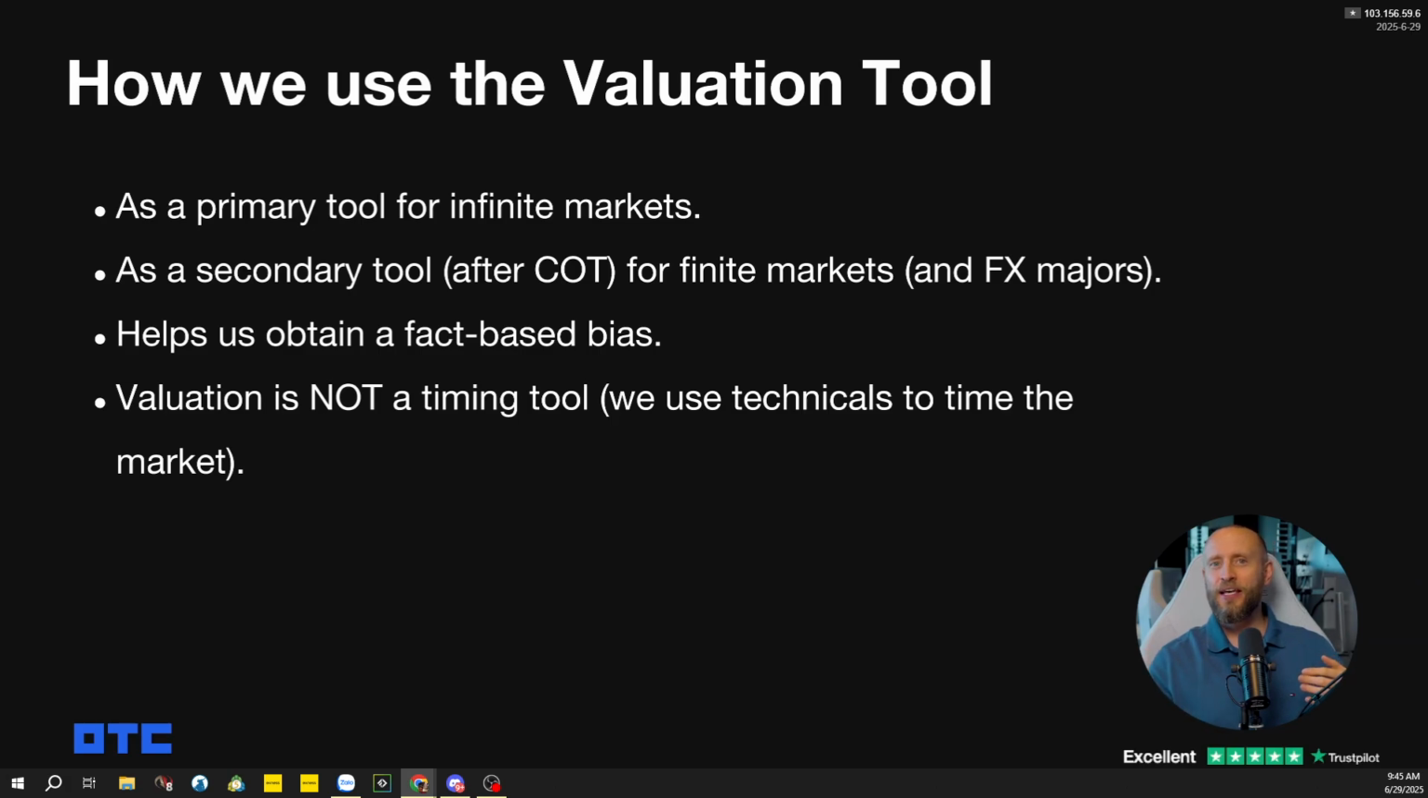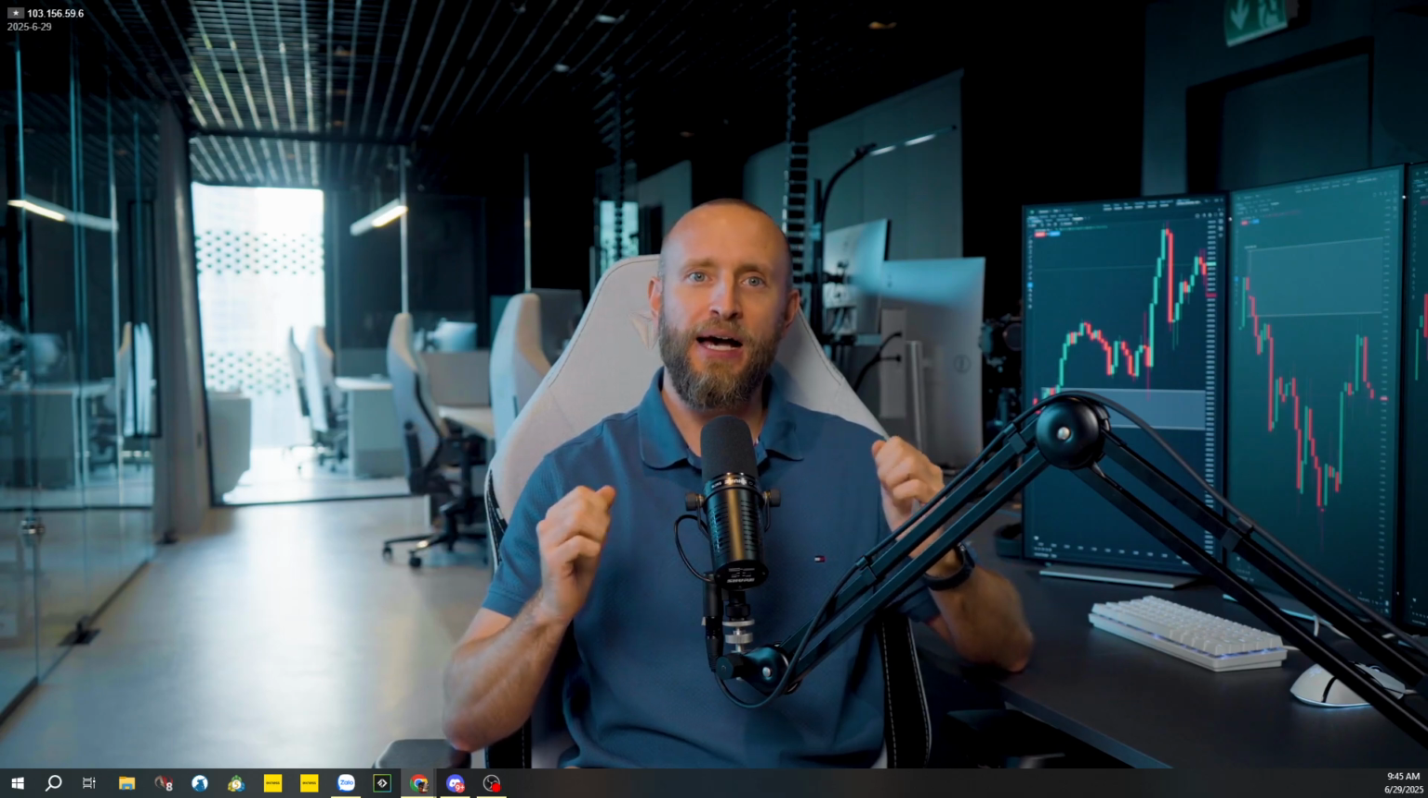Similar to COT, valuation helps us avoid emotional or subjective decision-making by providing a fact-based bias. This bias, whether bullish, bearish, or neutral, forms the foundation of our strategic approach to any market. It's important to remember that valuation tells us if a market is ripe for change, but not when or where the change will occur. For timing and execution, we rely on supply and demand to identify entry and exit points and ensure precision market positioning.